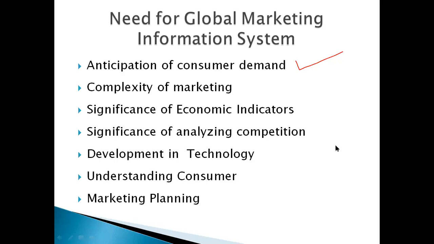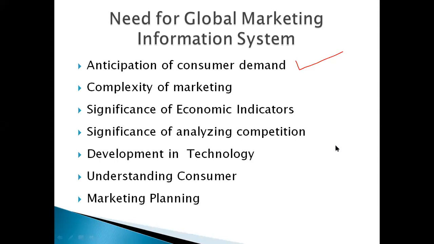Okay, the second one is the complexity of marketing. In this current era, modern marketing has become much more complex. It is expanding its borders, with ever expanding markets, and a competitive marketing environment has arrived. So this requires an adequate marketing information system, adequate intelligence we say, right? Intelligence is nothing but information.